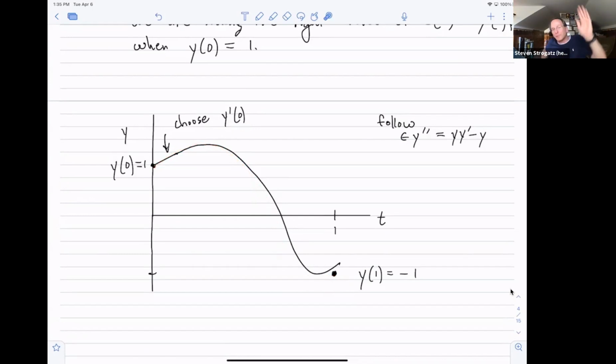Not following a parabolic trajectory. It's not a real cannon shot. It's following the differential equation's rule, which is different from the law of gravity. Okay, so that's it. That's what we're trying to do.